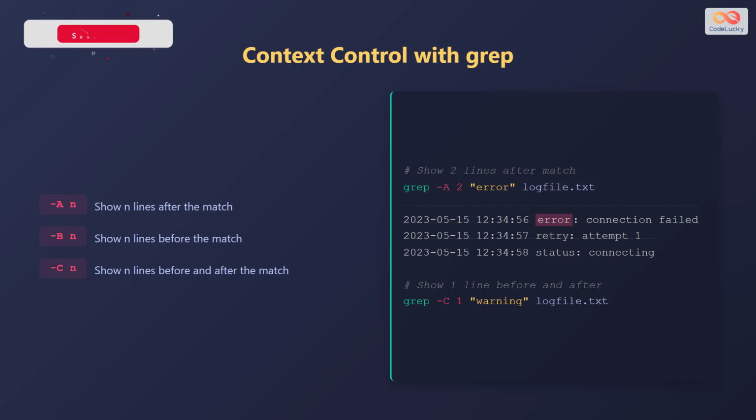Grep allows you to control the context of your search results by showing lines around the matched text. The A option, followed by a number N, displays N lines after the match. For example, grep -A2 error log file.txt will show the matching line and the two lines that follow it. The B option, also followed by a number N, shows N lines before the match. The C option, followed by a number N, is a combination of A and B, displaying N lines before and after the match. So, grep -C1 warning log file.txt will show one line before and one line after any line containing warning.